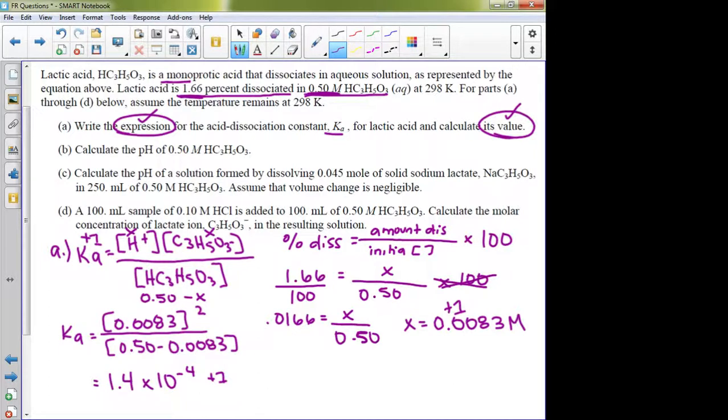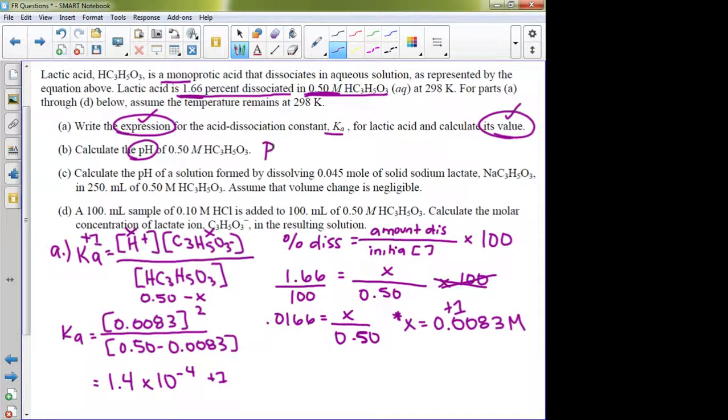So then B asked me to calculate the pH of the 0.5 molar solution. Can I find the pH? How am I going to find pH? Opposite log of H positive. Opposite the log of the concentration of H positive. Do I know the concentration of H positive? Yes, I just found it when I found X.